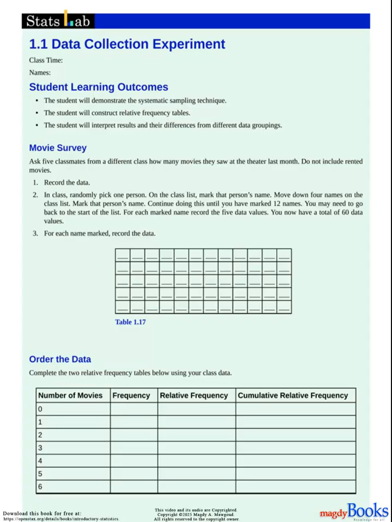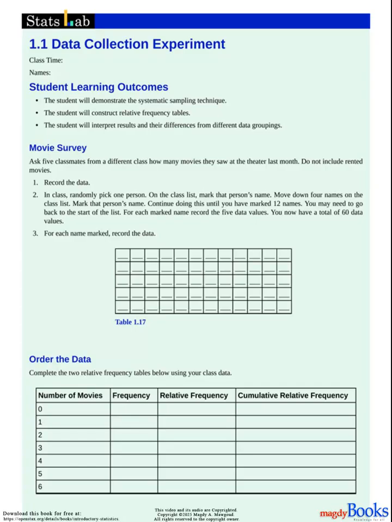In class, randomly pick one person. On the class list, mark that person's name. Move down 4 names on the class list. Mark that person's name. Continue doing this until you have marked 12 names. You may need to go back to the start of the list.